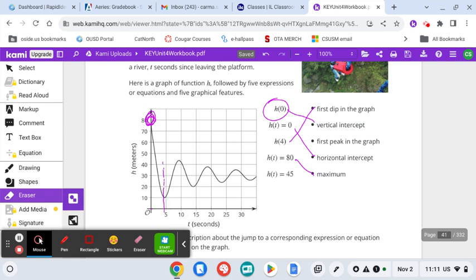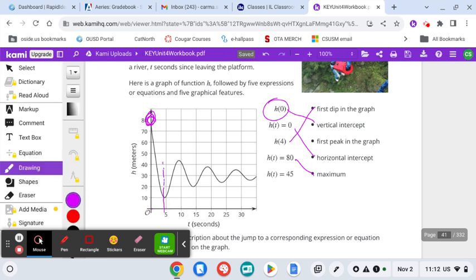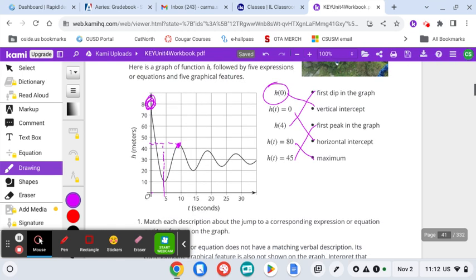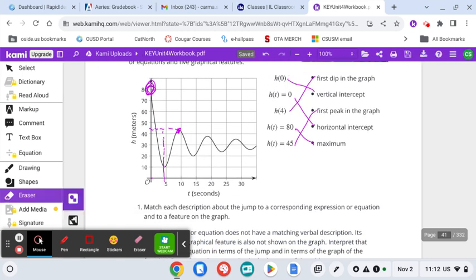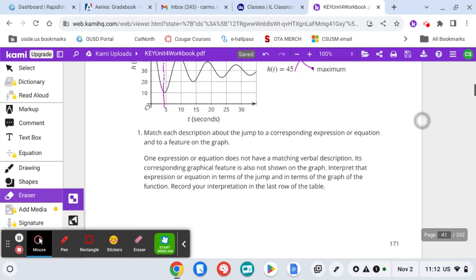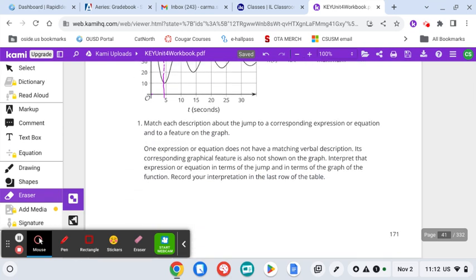Drew a little wrong thing here. Let me do this one again. So at 45, if I follow it out, there's the first peak of the graph along that same horizontal line. So you were probably thinking that. I'm like, what is she talking about? You got it. So these ones here are matched now. Just draw those little lines in there in your book on page 171.